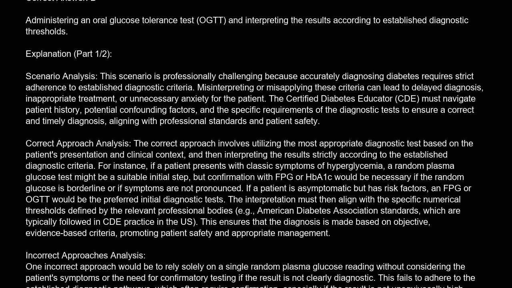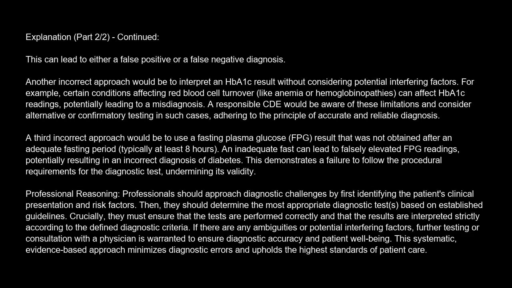Incorrect approaches analysis. One incorrect approach would be to rely solely on a single random plasma glucose reading without considering the patient's symptoms or the need for confirmatory testing if the result is not clearly diagnostic. This fails to adhere to the established diagnostic pathways, which often require confirmation, especially if the result is not unequivocally high. This can lead to either a false positive or a false negative diagnosis.